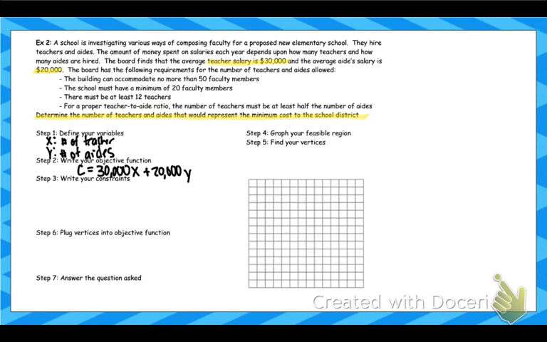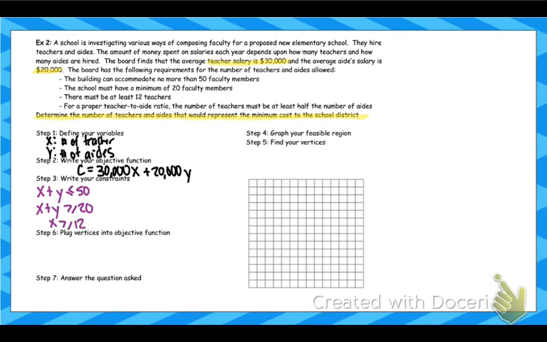So now we're going to write our constraints. This is nothing different than we did last class with our word problems. We're going to use basically all of this information to write a system of inequalities. All right, so let's go ahead and come up with those. The building cannot have more than 50 faculty members. Well, faculty members are composed of teachers and aides, so the teachers and aides have to be less than or equal to 50. The school has to have a minimum of 20 faculty members, so x plus y has to be at least 20.